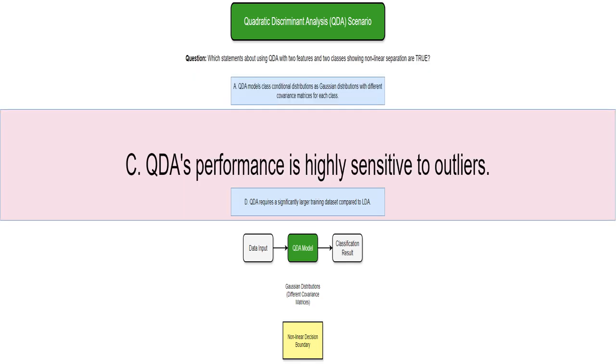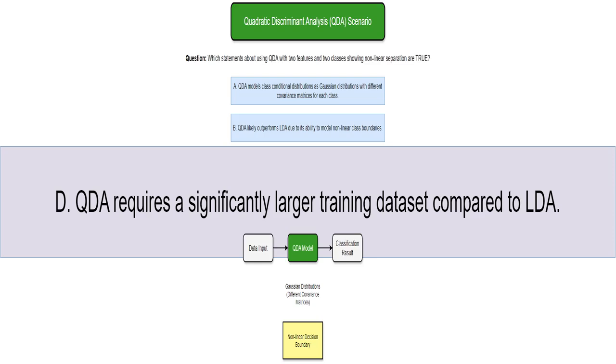Statement C is true. Outliers can significantly skew the calculations of the covariance matrices in QDA since they strongly influence the shape of the estimated distributions. This makes QDA's results vulnerable to these extreme data points. Statement D is true. Because QDA estimates many more parameters, separate covariance matrices for each class, it needs more data to reliably estimate these parameters and avoid overfitting, compared to LDA, which makes fewer assumptions and therefore requires less data.